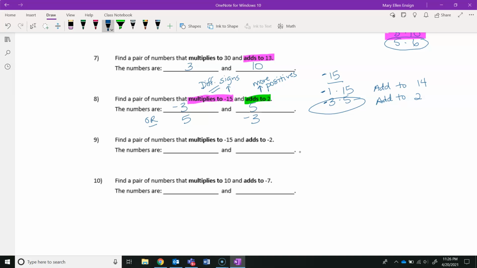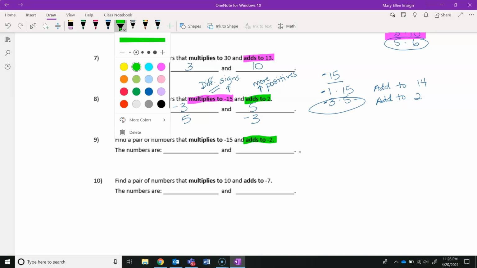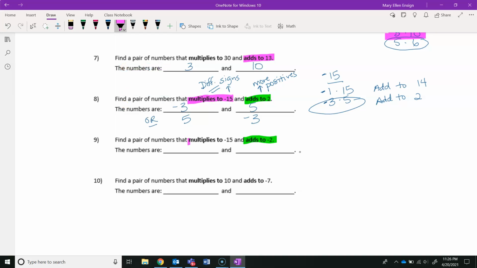Go ahead and try the next one. So you need a pair of numbers that multiplies to 15, but this time it adds to negative 2. So think about what that does differently. And my hint to you is going to be not to use the pairs of numbers that you have up above. Okay, not those specific ones. So go ahead and pause the video and see what you can do with this one.